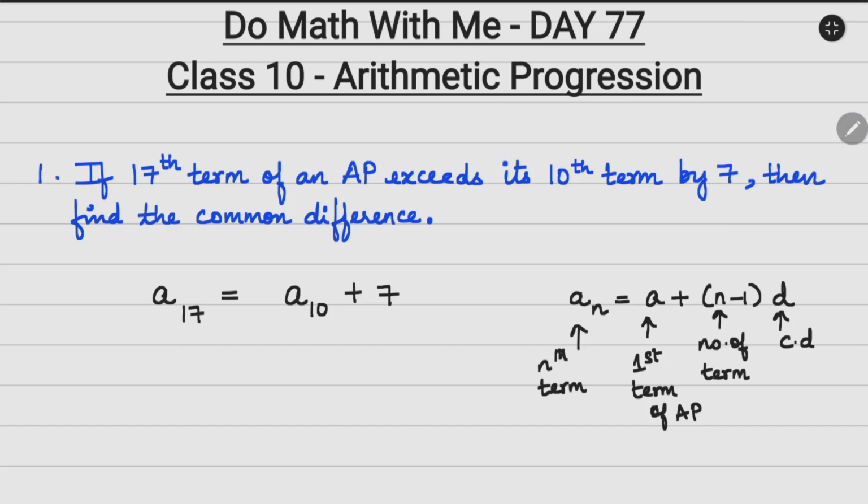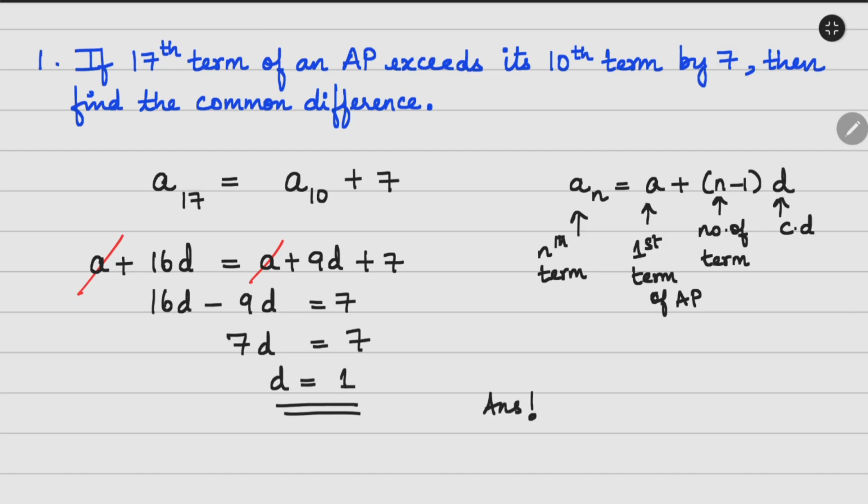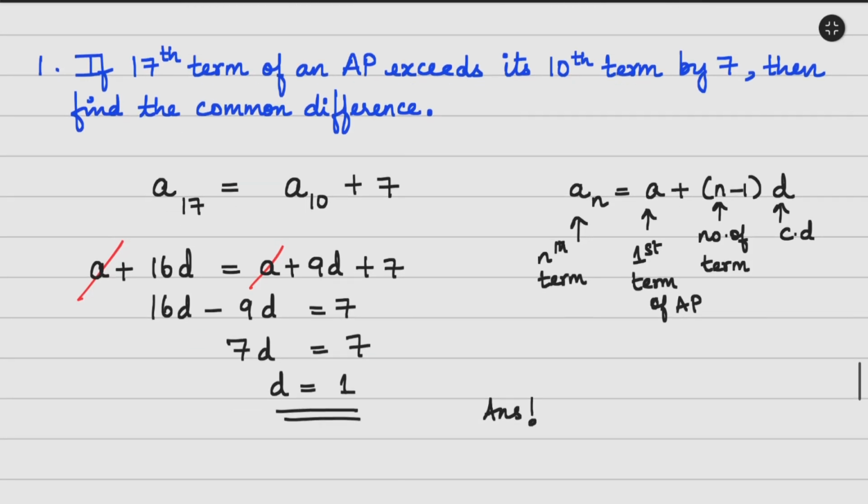So A17 refers to the 17th term. A17 can be written as a plus 17 minus 1 into d. So I'll write it directly: a plus 16d is equal to a plus 9d plus 7. So we can cancel out, a and a would get cancelled, bring all the d terms to one side, that is 16d minus 9d is equal to 7. So 16 minus 9 is 7d is equal to 7, or d is equal to 1, and that's what is asked. You have to find the common difference. So the common difference in this specific AP which they have given is actually 1.